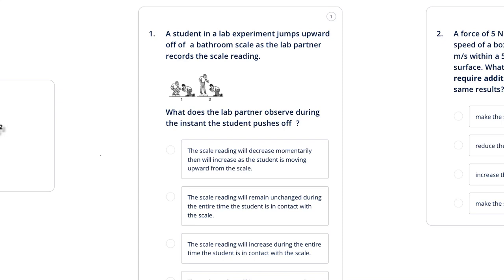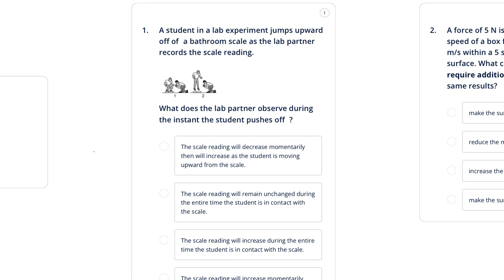Okay, so we have a guy that's crouching, about to jump off this scale. Remember, the scale reading is equal to the normal force, the force of the scale pushing up against the guy's feet. So what happens is he's accelerating off the scale.